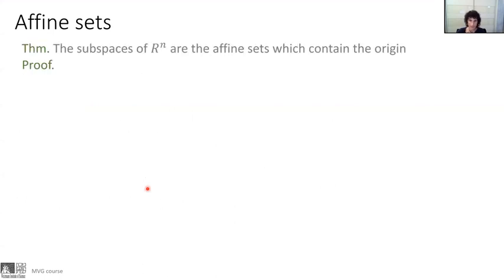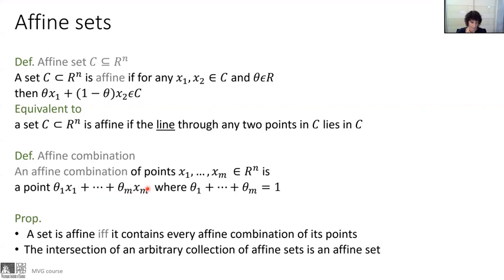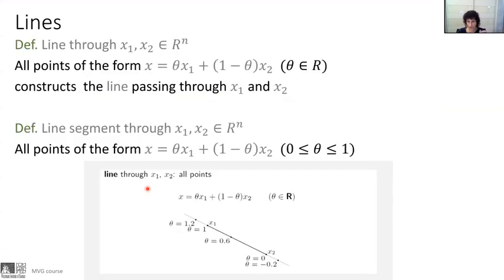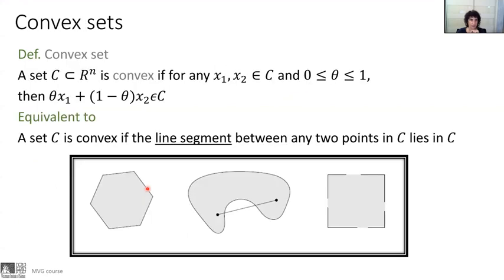Merav, how is a convex combination different from an affine combination? Okay, good question. We spoke so far about affine sets, and we spoke in the beginning about convex sets, right? So in the convex set, you see the constraint here, theta should be between 0 and 1.